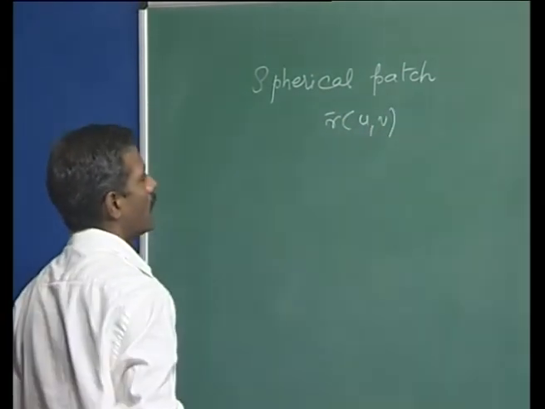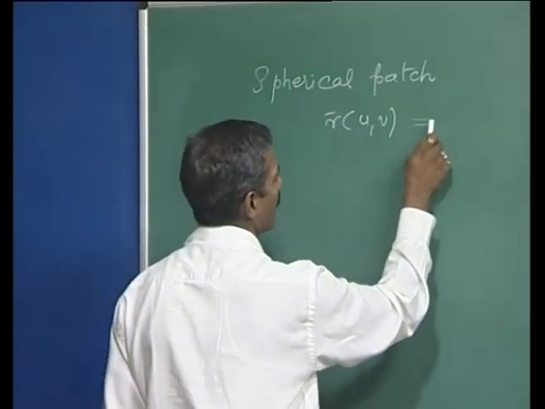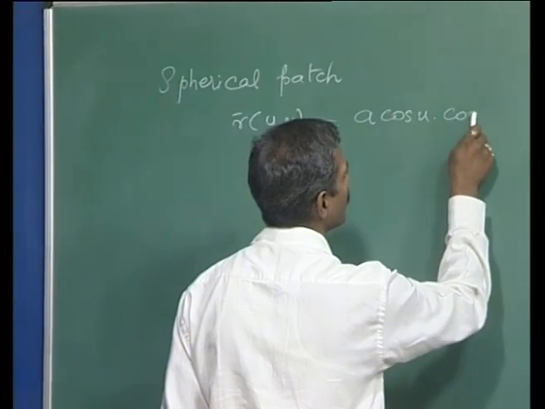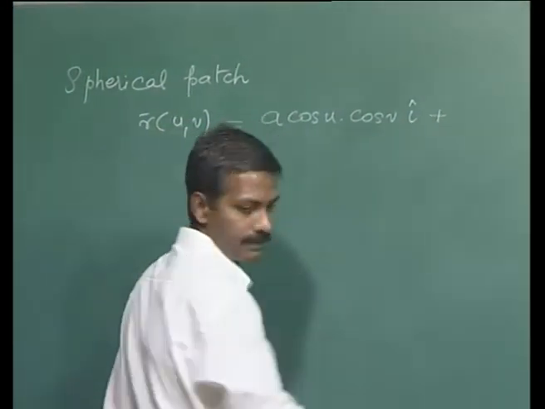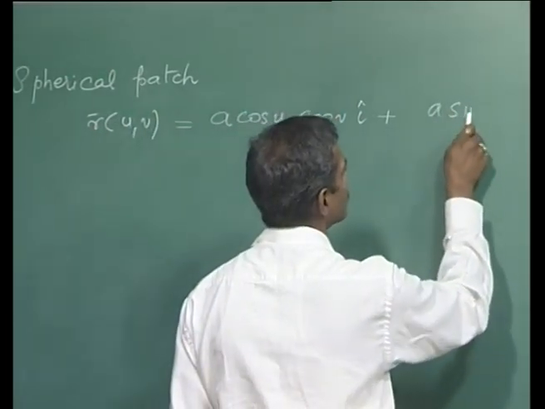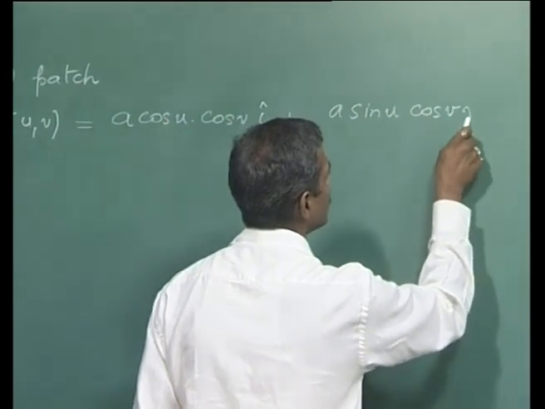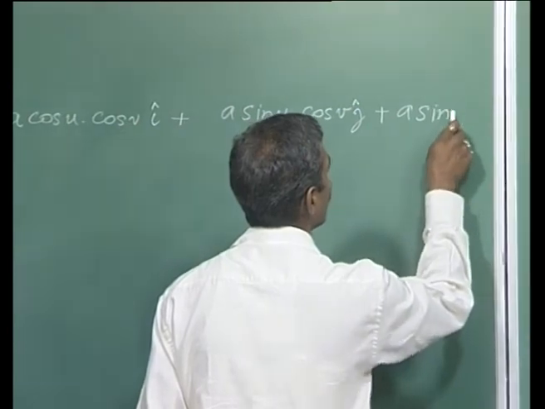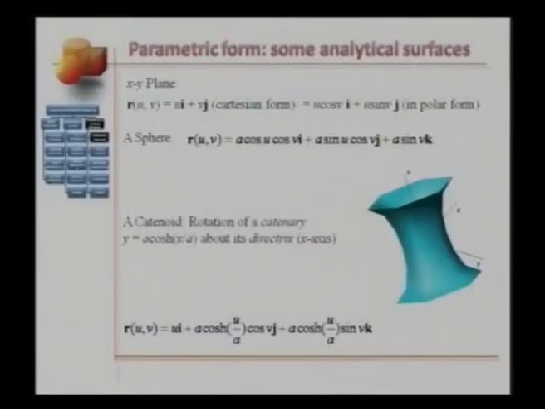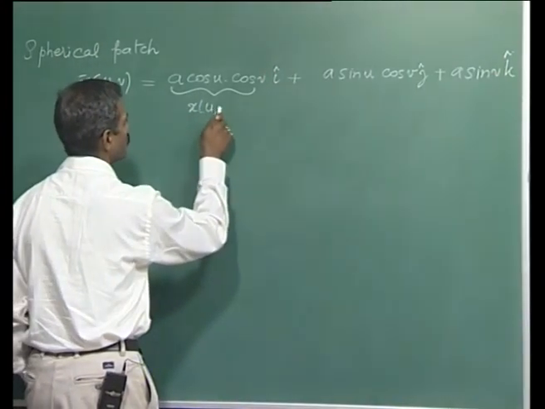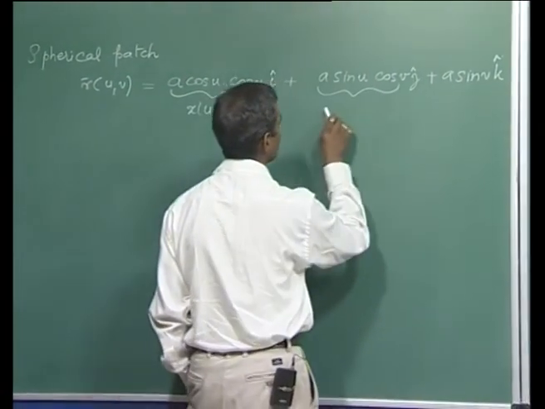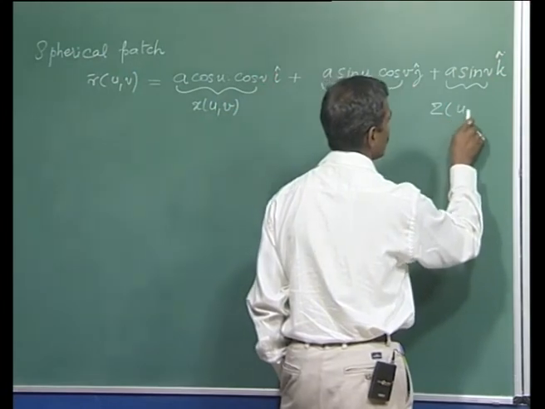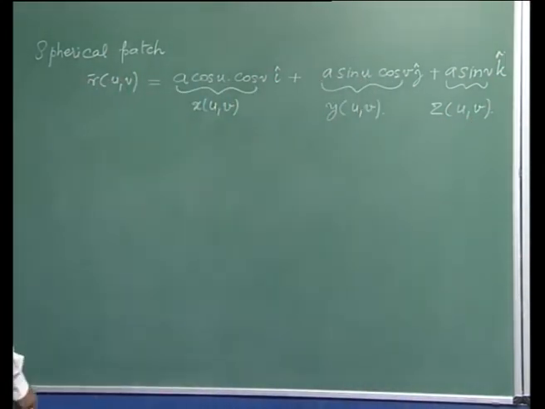So the patch R as a function of two parameters u and v is given by a cosine of u times cosine of v times i plus a sine of u cosine of v times j plus a sine of v times k. So this is x of u, v. This is the scalar field y of u, v, and this one here is z of u, v. Let's compute the tangent at any point.